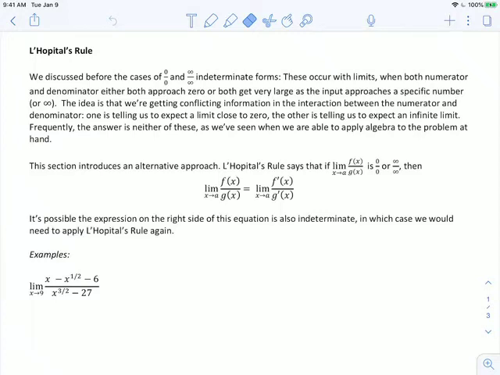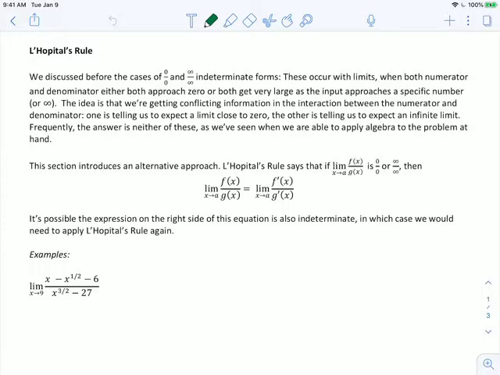Hello, and welcome to our discussion of section 4.5 from our calculus textbook. The topic in this section is called L'Hopital's rule, and it's an alternative means from what we've studied already for finding limits of 0 over 0 or infinity over infinity indeterminate forms. So just a reminder about this.